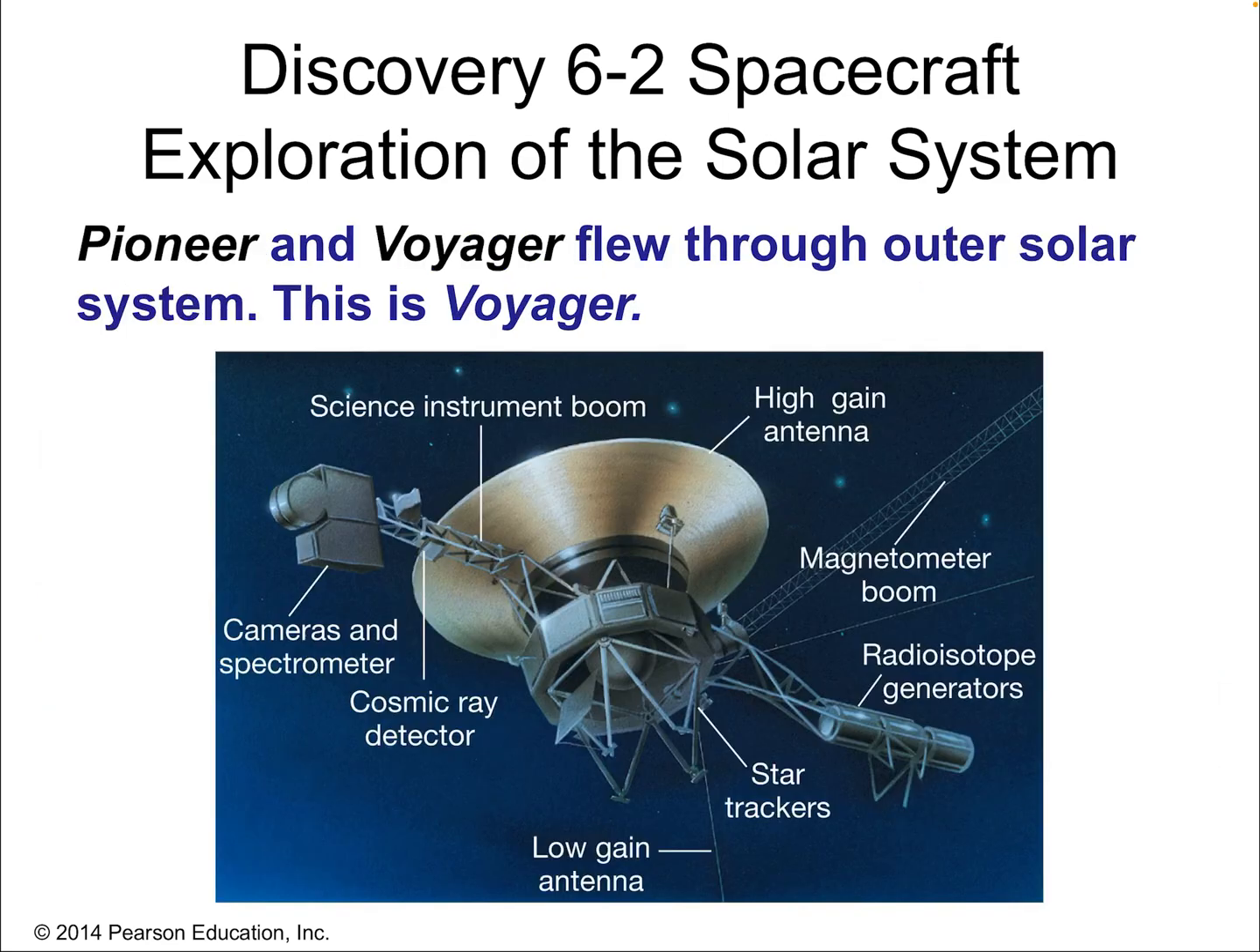In addition to sending rovers and probes to Venus and Mars, we've set a couple of space probes on trajectories that will permanently send them out of the solar system. Pioneer and Voyager are examples of that. These are space probes that have taken advantage of the gravitational slingshot and are on their way to leave the solar system and never return.